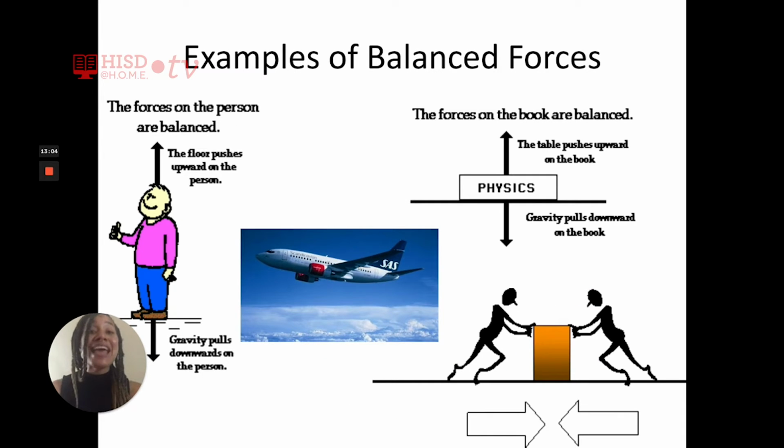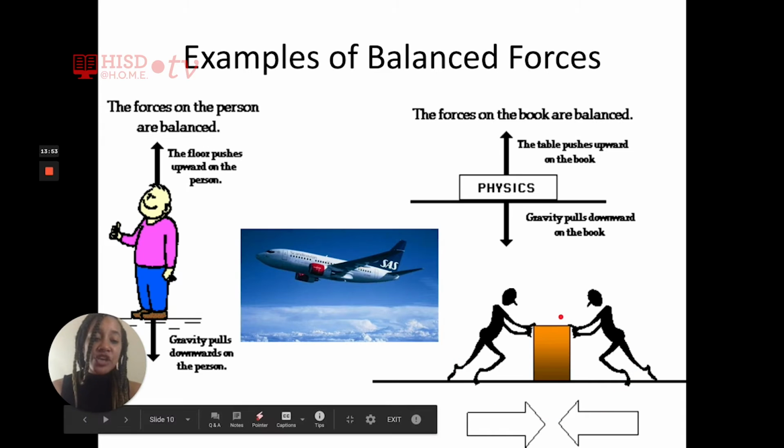So these are some examples of balanced forces. An airplane in cruising altitude. A person standing on the floor. The floor pushes upward, gravity pushes downward. Both forces are equal. Therefore, the person is able to stand on the floor. The forces on the book are balanced. The book pushes downward on the table, and the table pushes upward on the book. These forces are also balanced. The book is not moving, just like the person is not moving, because the forces are balanced.